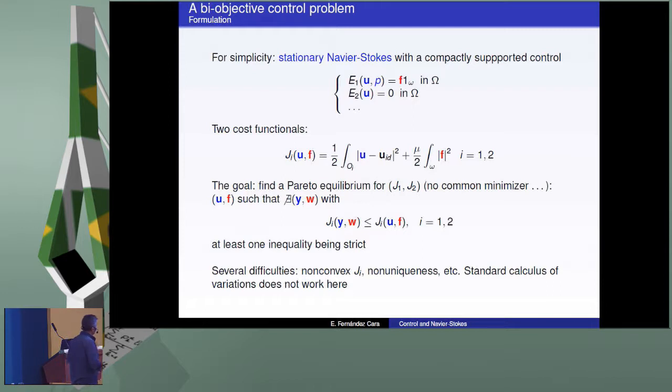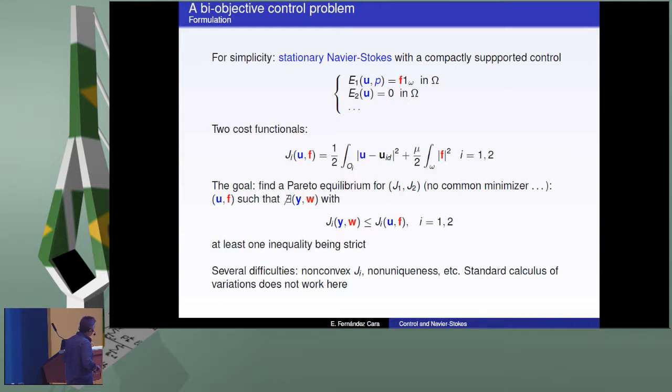Usually, as I have shown before, for a classical optimal control problem, we introduce a cost function. We introduce one cost function, and we try to find F such that the couple U and F minimize this cost function. Here I'm going to consider something a little bit more complicated. I'm going to introduce two cost functions. I'm going to call them J1 and J2.